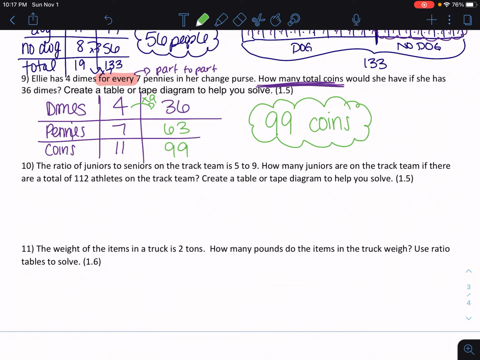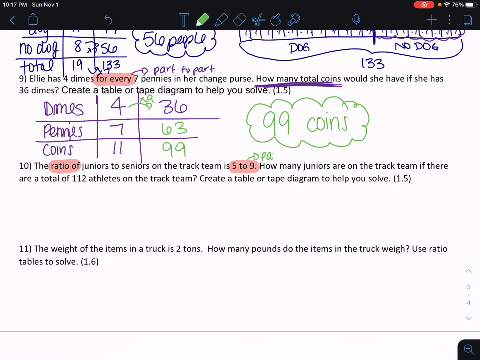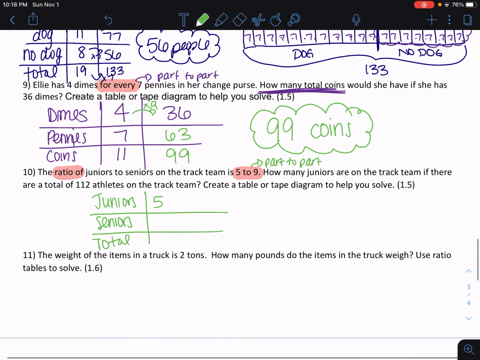Again, I'm not showing the tape diagram here, but if you want to use one, you may. Number 10 says the ratio of juniors to seniors on the track team is 5 to 9. So when it says the ratio of, and then your 5 to 9 here, that's a part-to-part relationship. So when I make my table, I'm going to have juniors, seniors, and total. The ratio of juniors to seniors is 5 to 9, and that would mean that there are 14 total.